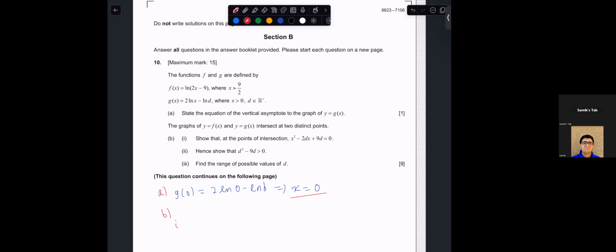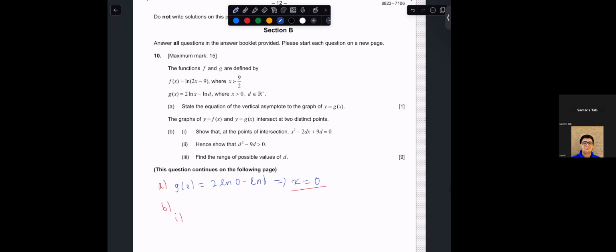Now part B. The first part is show that at the points of intersection, x squared minus 2dx plus 9d equals 0. In this case, we just have to equate the points of intersection, so you have to equate g of x and f of x. There's some topic 1 in this question, algebra, so I can talk you through that as well.